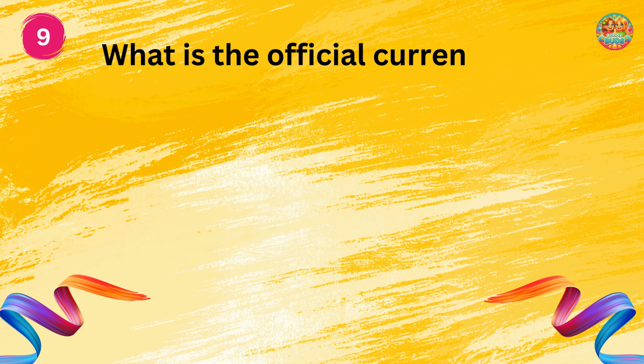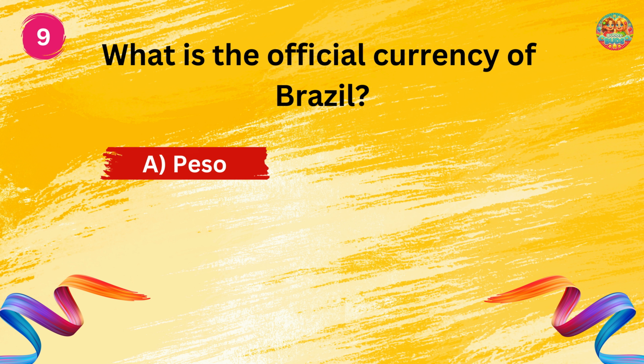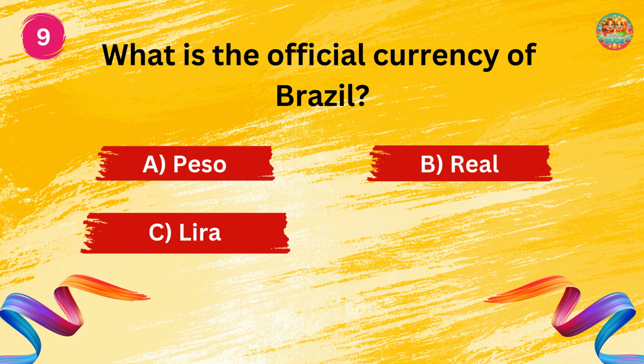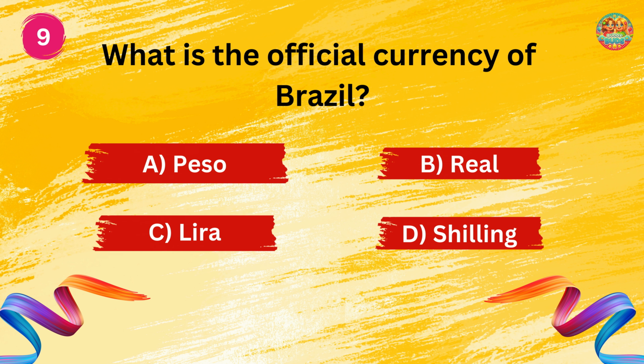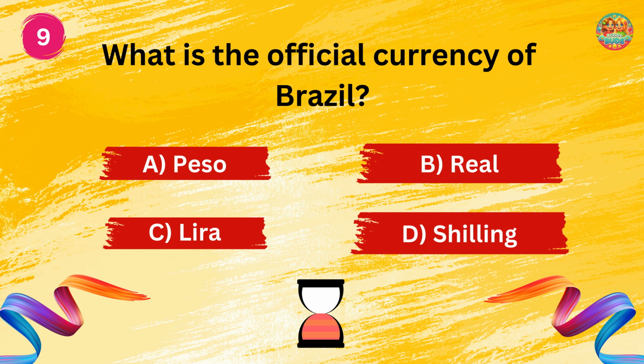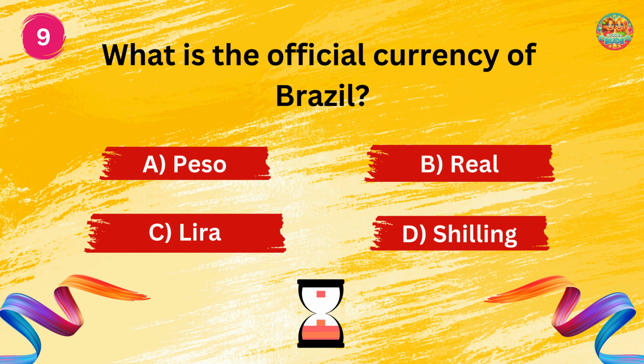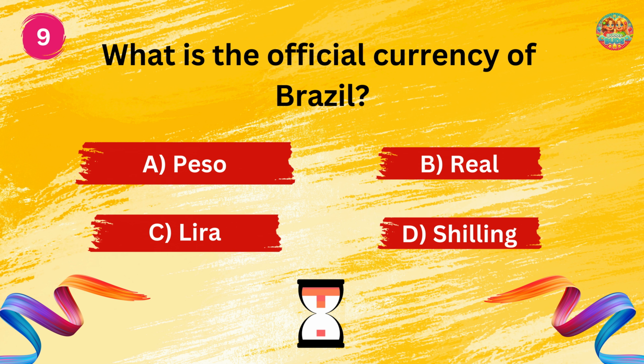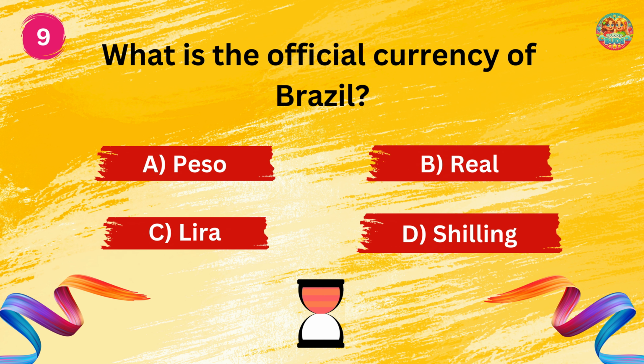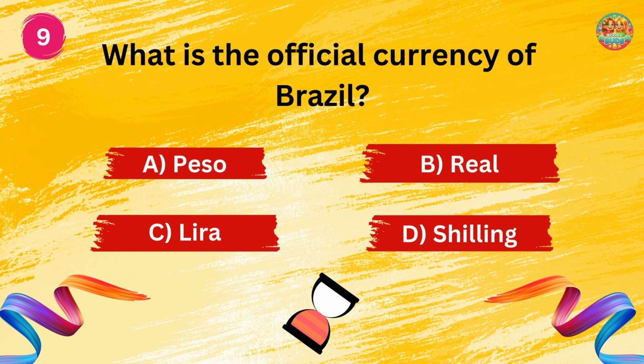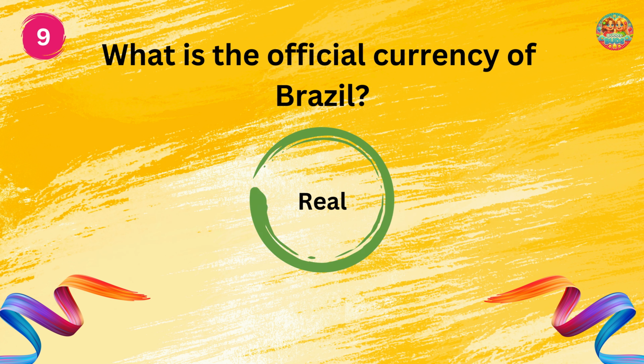What is the official currency of Brazil? A. Peso. B. Real. C. Lira. D. Shilling. And the answer is, yes, it's real.